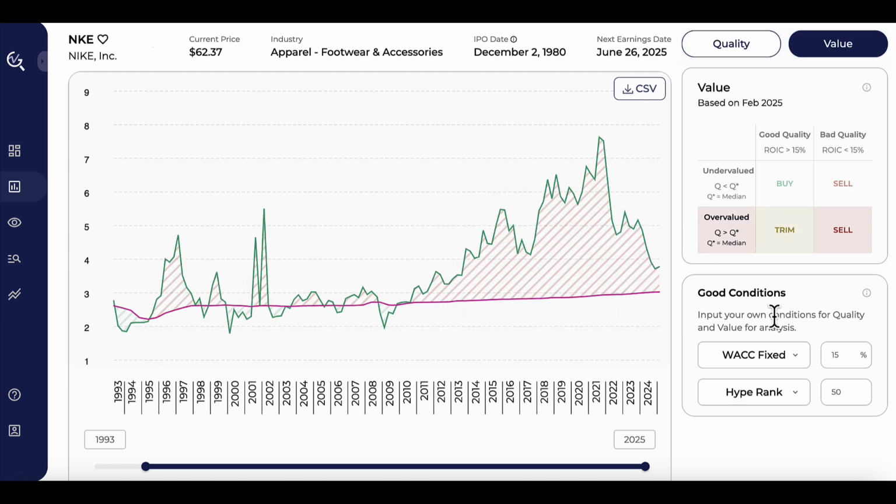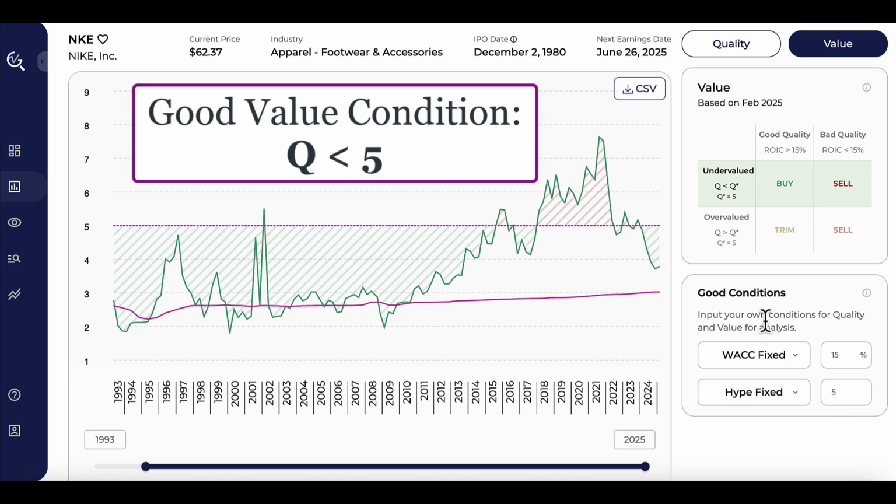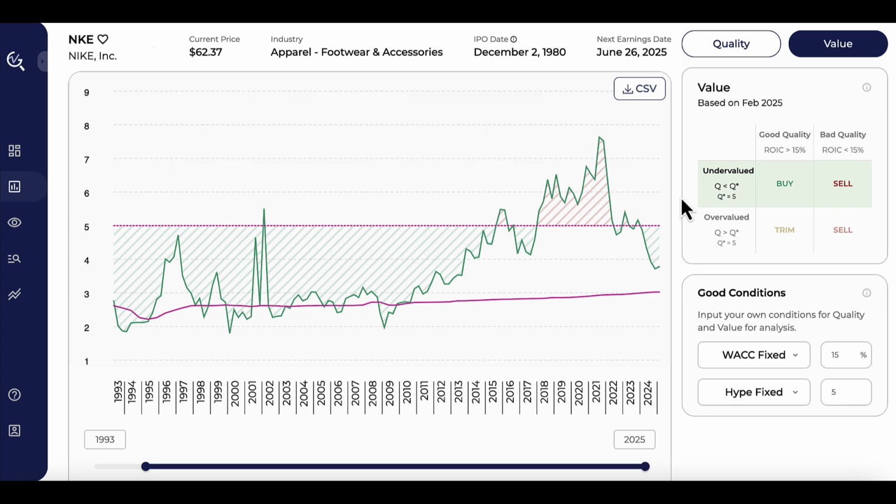Now what about value? Here we can do the same thing for the hype factor. Let's say we want a hype factor of 5. Now we see that there's this new dotted line here at a fixed value of the hype factor, 5. With that condition, we modify the undervalued and overvalued condition in the trading quadrant. That changes what we would call undervalued versus overvalued based on personal preference.